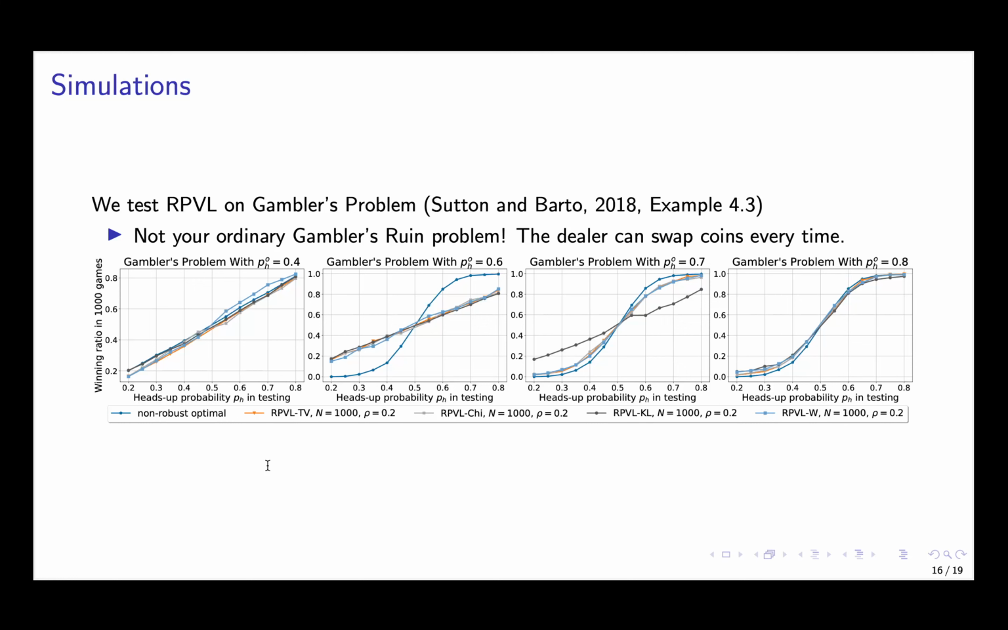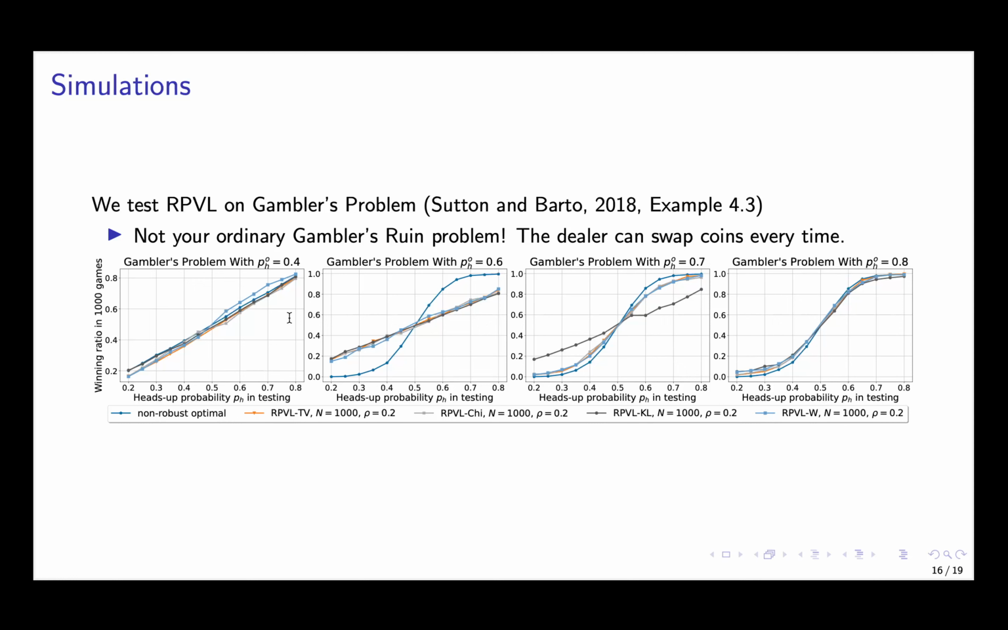When the training p naught is less than 0.5, there is a family of optimal policies that achieve a winning ratio equal to the testing pH. Both the non-robust dynamic programming and the RPVL algorithm find such a strategy, as shown in the first plot in this figure. However, when p naught is greater than or equal to 0.5, there is a unique non-robust optimal policy that is simply to bet $1 at each coin flip. This explains why, when the testing pH increases, the winning ratio increases fast for the non-robust optimal policy, and hence it has an S-shaped curve.